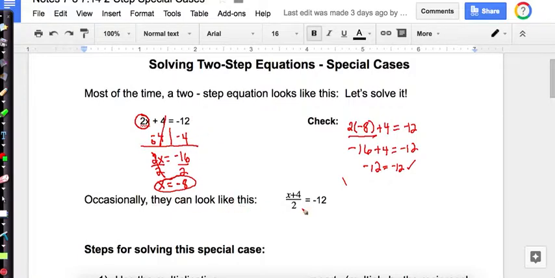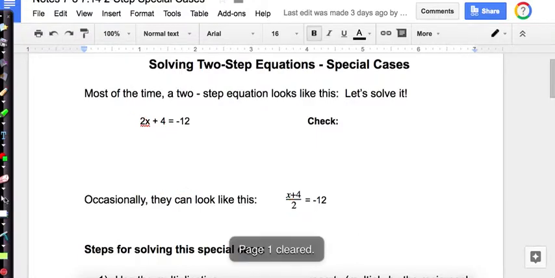Occasionally, we might see something that looks like this. So I want you to be thinking. What do you think we want to get rid of first? And if you were thinking the 2, you are correct. We want to cancel out that 2 by multiplying both sides by 2. So we'll look at some examples in just a second.